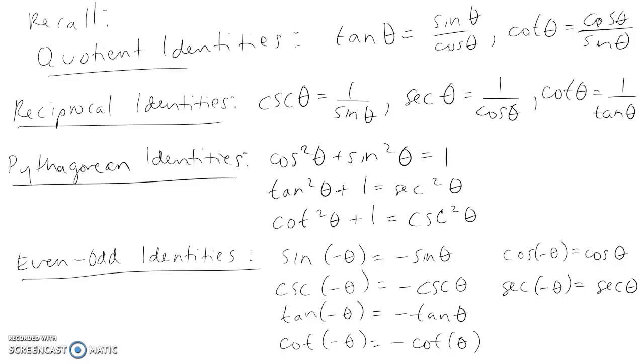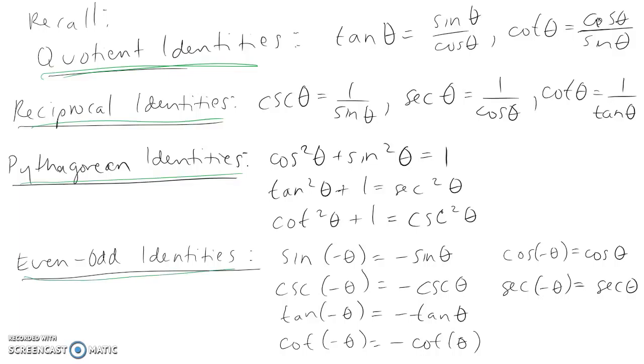We had the quotient identities, right? That tangent theta is sine over cosine and cotangent is cosine over sine. We have the reciprocal identities. Cosecant is 1 over sine, secant is 1 over cosine, cotangent is 1 over tangent. And the Pythagorean identities. Cosine squared plus sine squared equals 1. Tangent squared plus 1 equals secant squared. Cotangent squared plus 1 equals cosecant squared.